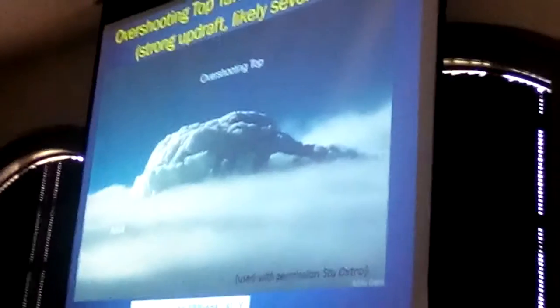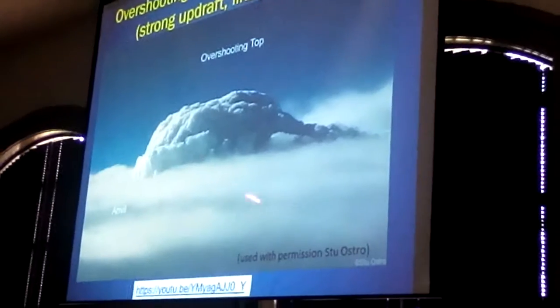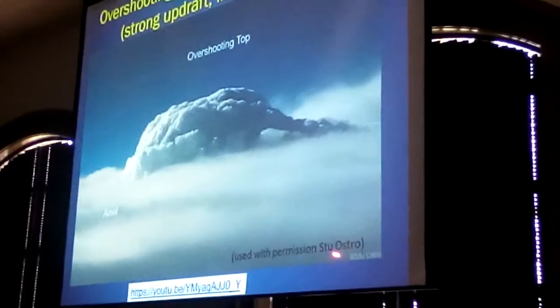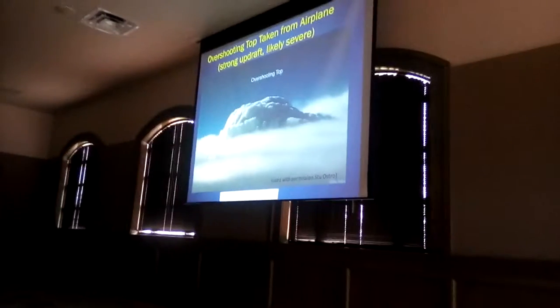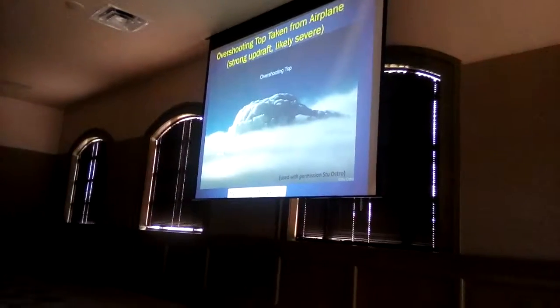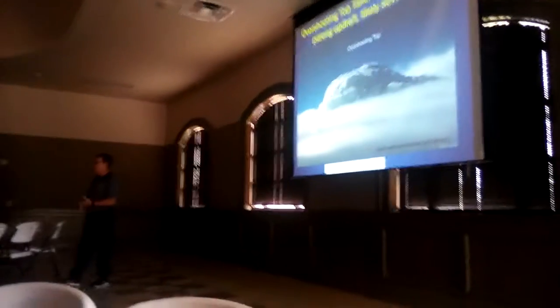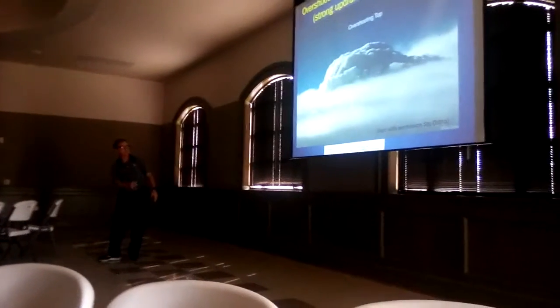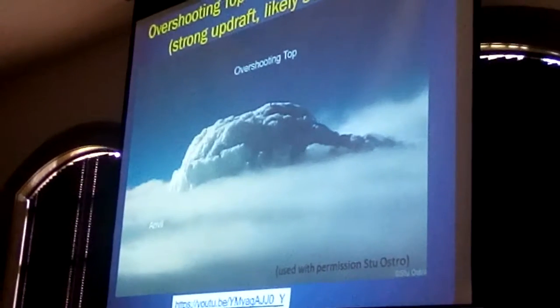Now, a lot of us weather people, we like the window seat when we fly so we can look out. And here's a case where this Weather Channel meteorologist, Stu Ostro, is seeing an overshooting top right out the window. And his first reaction is probably, that's a great overshooting top. And then, well, we're pretty close to that overshooting top. This is where the updraft is in the storm. So there's probably quite a bit of turbulence in that area.